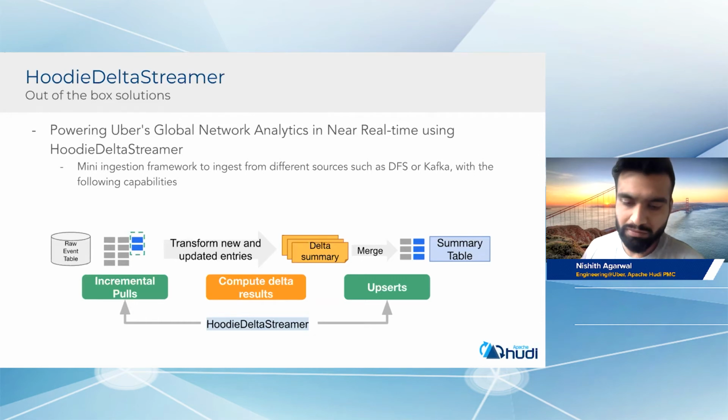So we use Hoodie to support our entire data platform and manage all of our tables. But there are many other use cases within the company that use Hoodie for different purposes. One example is that Uber's global network analytics is monitored in near real time using Hoodie DeltaStreamer.